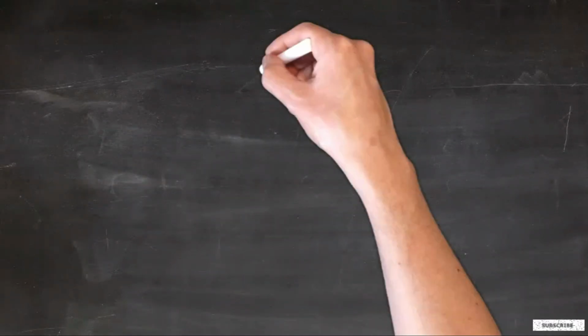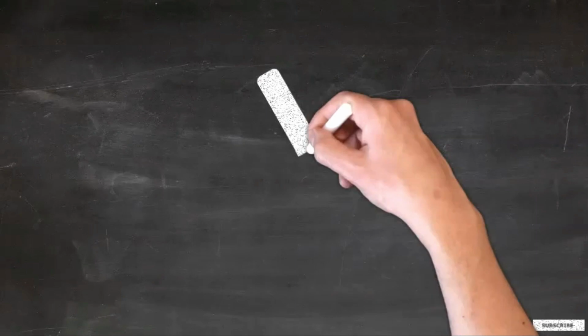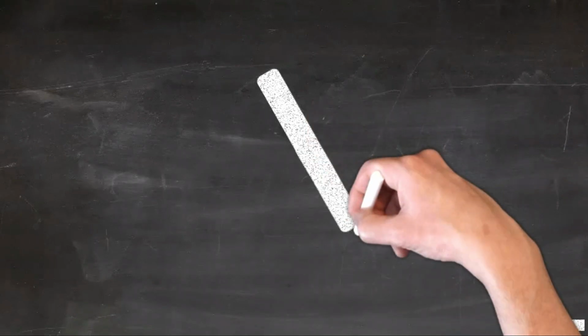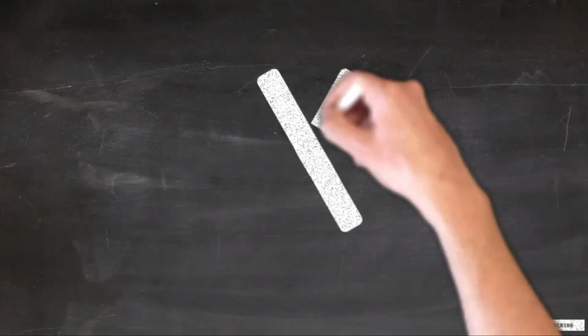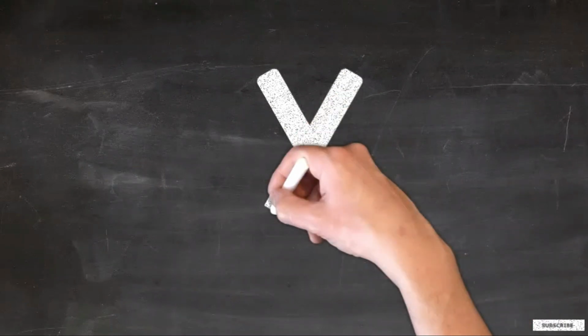Start from the top, draw a slanting line down towards the right. Draw another slanting line down towards the left, cutting the first line in the middle. This is capital X.